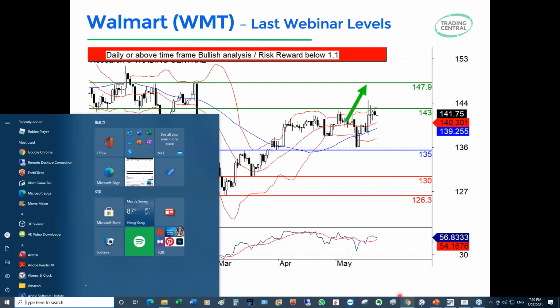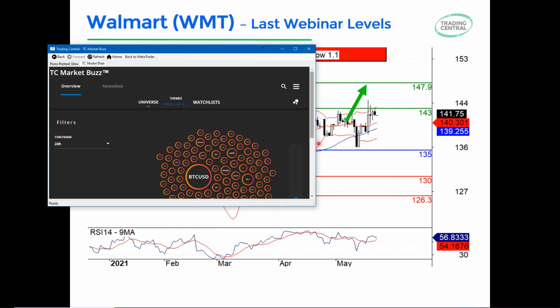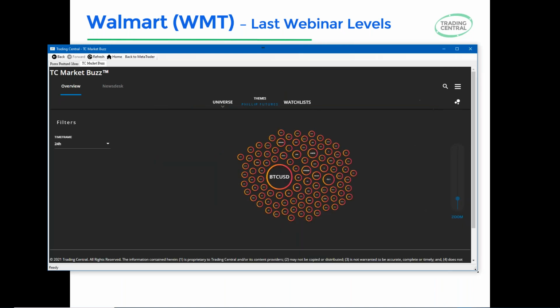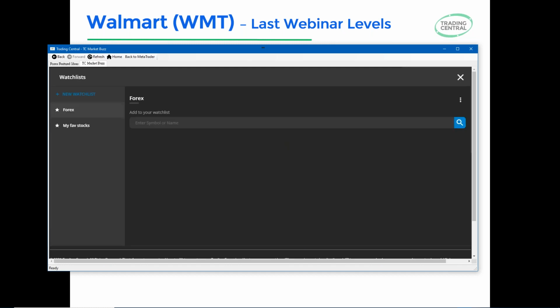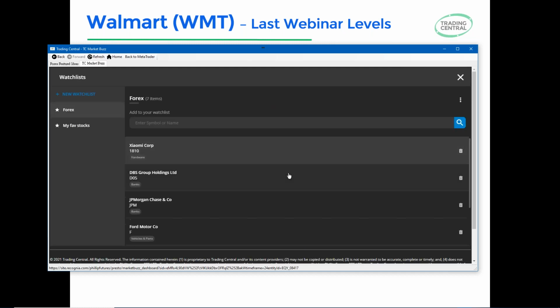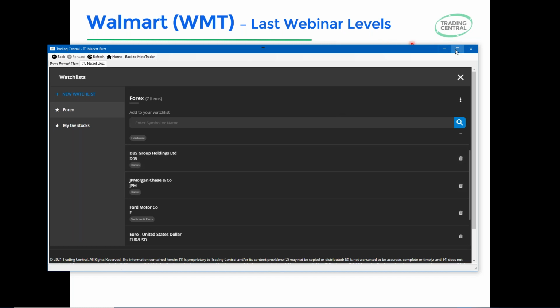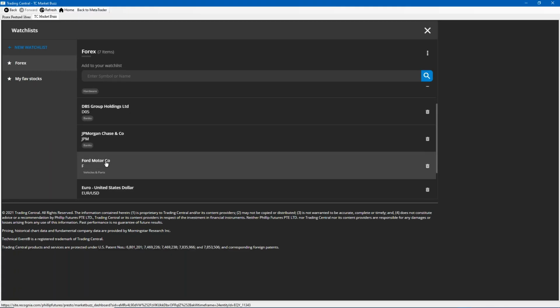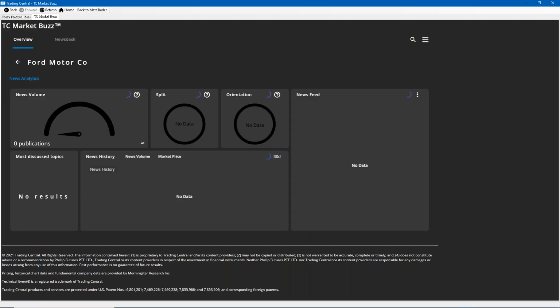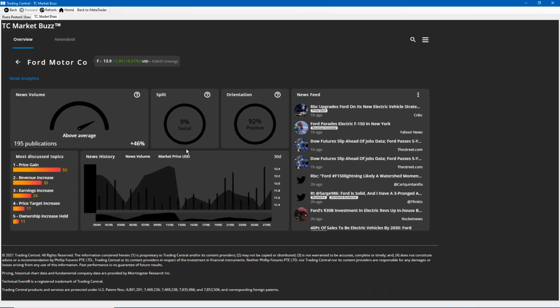Also, I want to show you, as my colleague showed you before, Market Bus. In Market Bus, we can have a watch list. In fact, I have drawn a watch list. Let me see clearly for Ford Motor. Can you see the color is a little bit dark here? And 92% positive orientation for those news or social media coverage of Ford Motor.